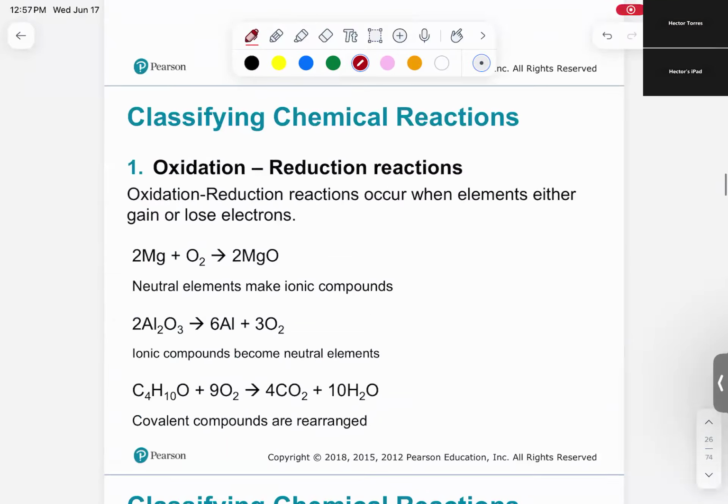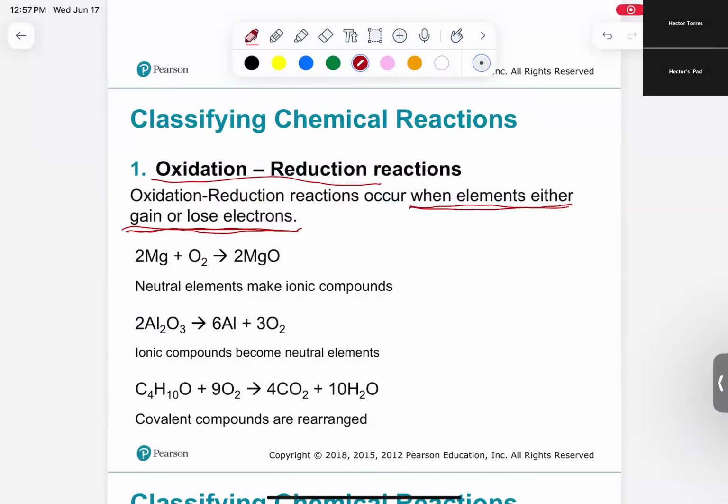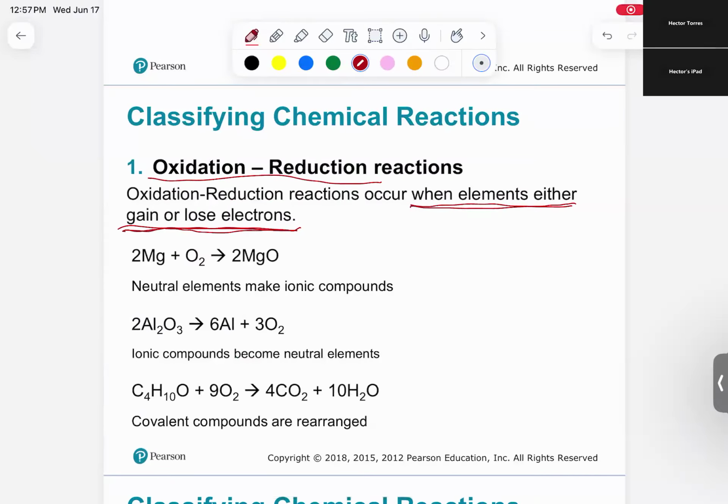Okay, so for classifying oxidation and reduction reactions, the main thing that we're looking for is when elements either gain or lose electrons. Now this is a little bit hard to tell if you don't know more about it, but when we go more in depth, you'll be able to tell a lot more. So for now, what you want to be able to do is determine if something is an oxidation or reduction reaction just by looking at it.